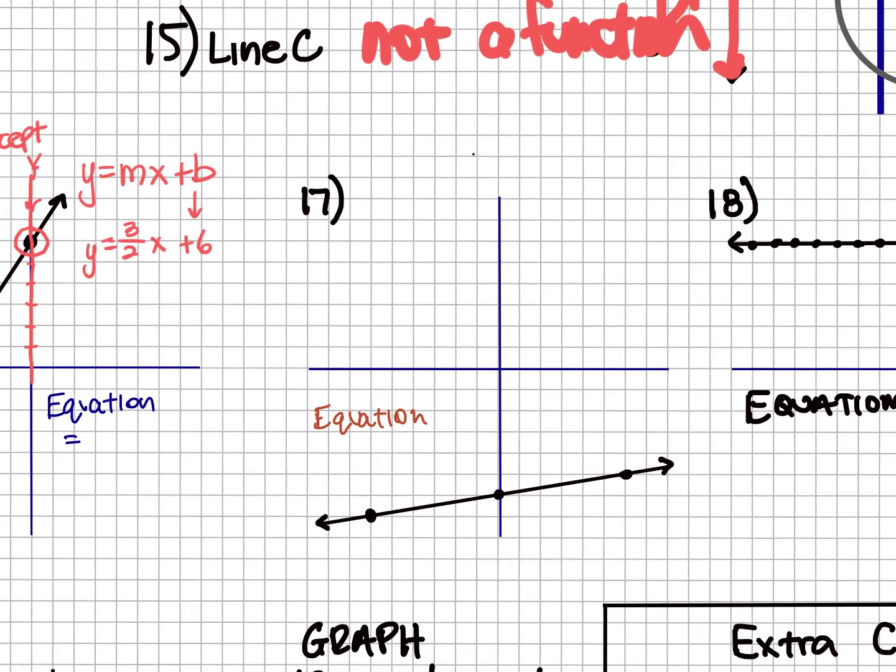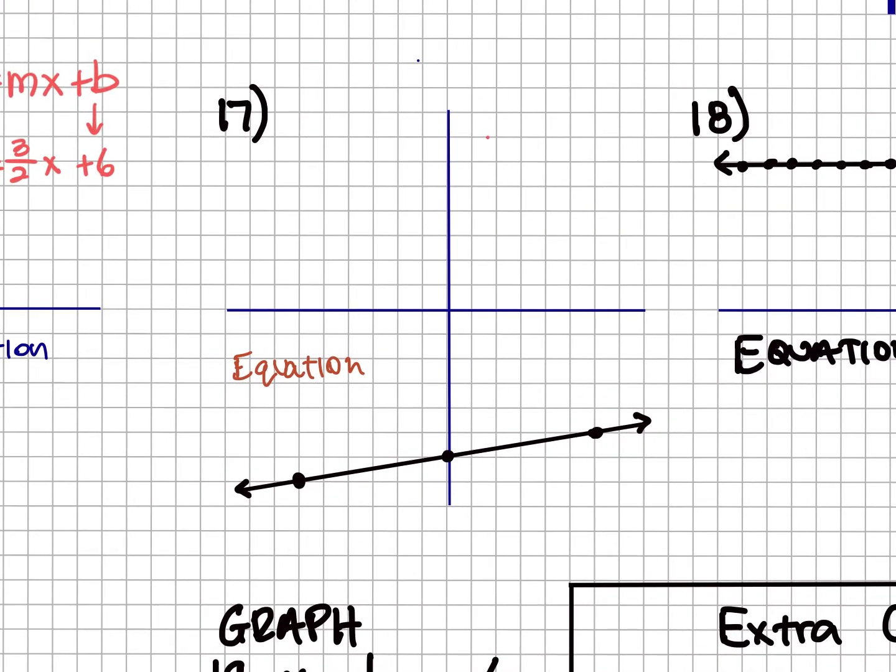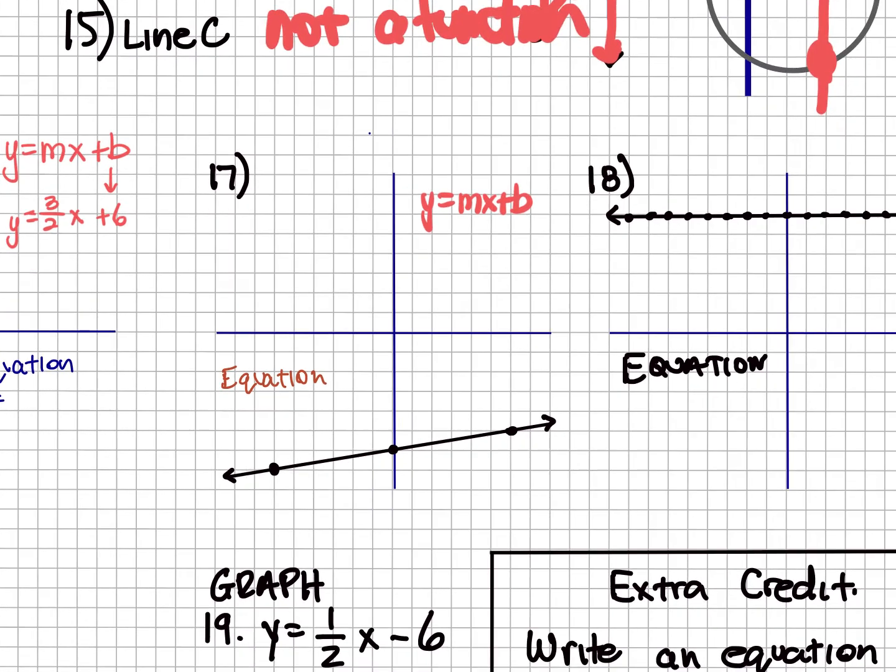All right, 17. Same thing, y equals mx plus b. Let's see, I'm going to ask, where does my graph start? Where does it hit the y-intercept? Well, where does it intercept the y-axis? Down here at 1, 2, 3, 4, 5, negative 6. So I'm going to already start y equals mx minus 6. That's where my graph starts. Now I just need my slope.